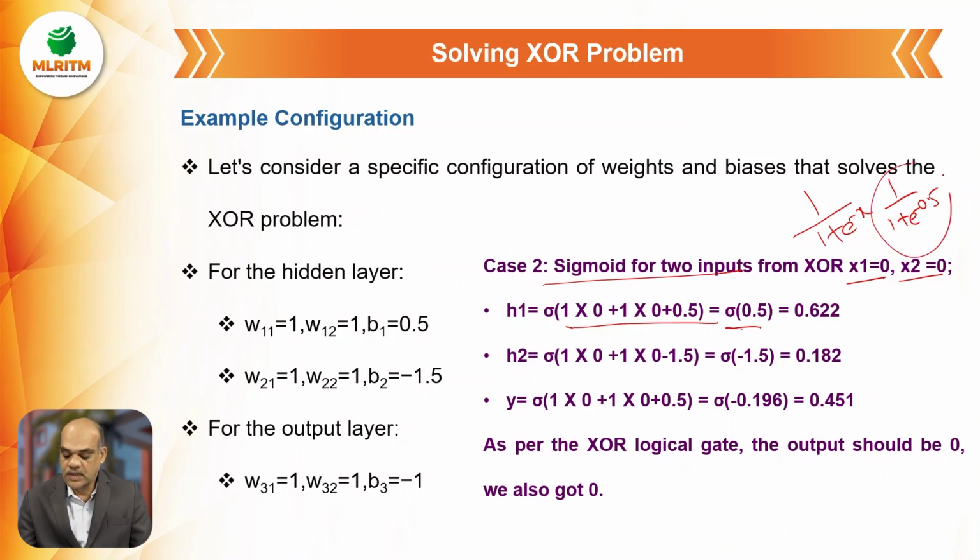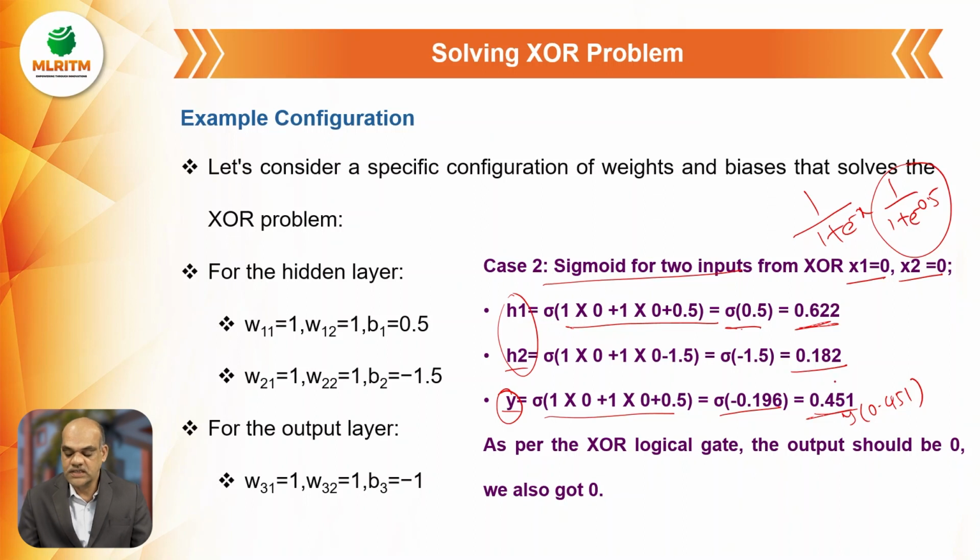We are going to use the logarithmic table or a scientific calculator to calculate the value. The value we are going to get is 0.622. In the same manner, H2 we are going to get is 0.182. For Y we are going to use 0 minus 0.196, which is equal to 0.451. Now, Y is the output here. H1, H2 are the neurons at the hidden layer. So Y of 0.451.